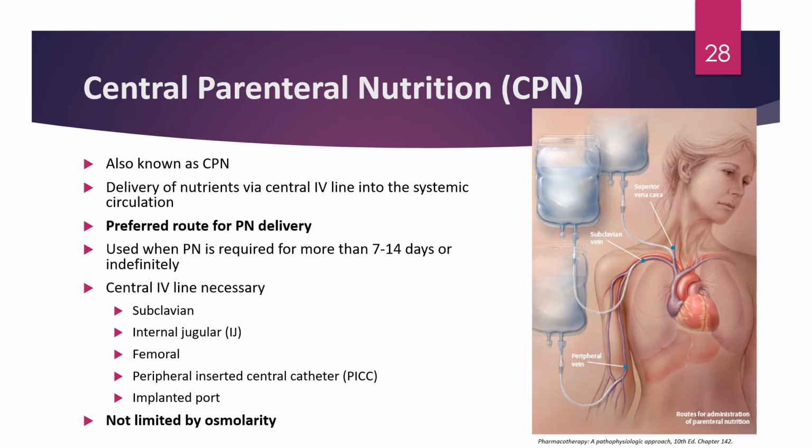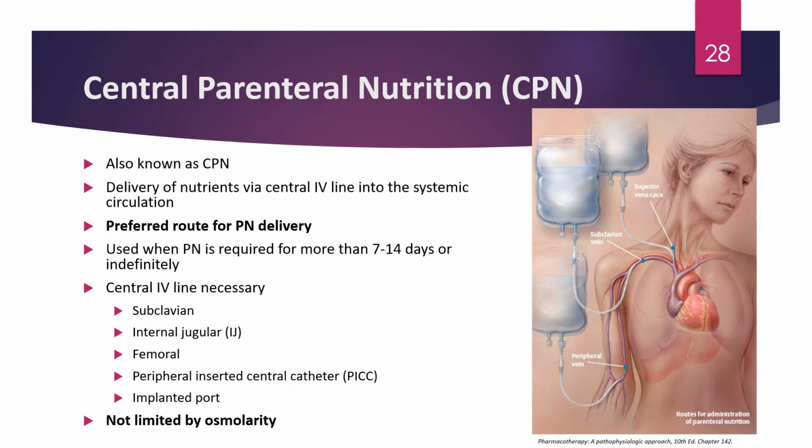We have many different ways that we can give CPN or central parenteral nutrition. The lines that you will need to know or be familiar with are subclavian, internal jugular, femoral, peripherally inserted central catheter, and implanted port. And again, because central parenteral nutrition is terminating in the superior vena cava, which is our largest venous return in the body, it's very diluted for any type of medication or any other substance that is injected into the superior vena cava.